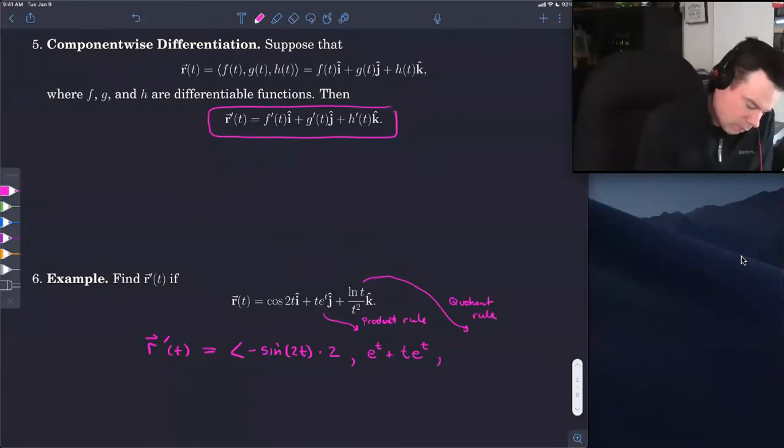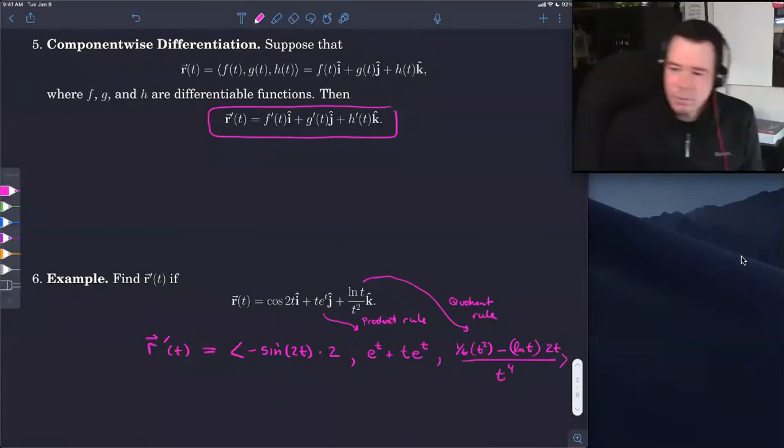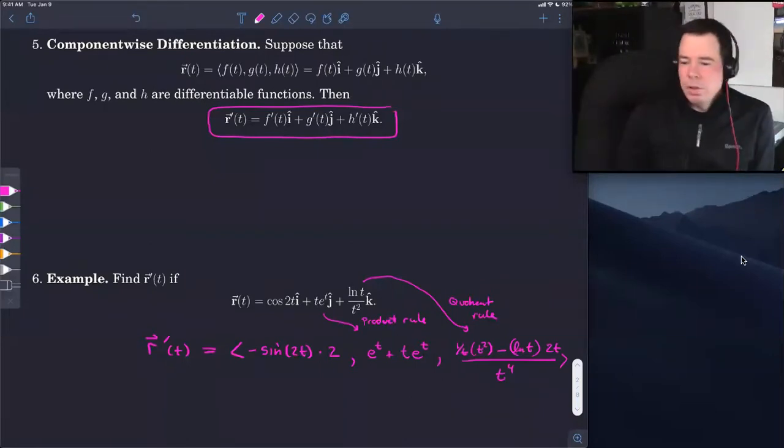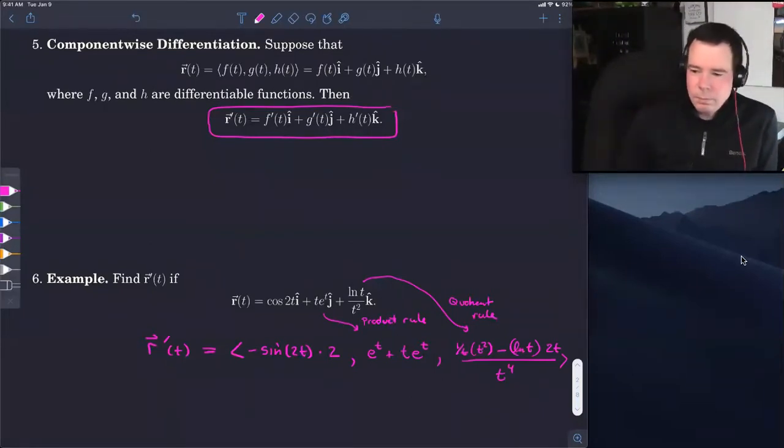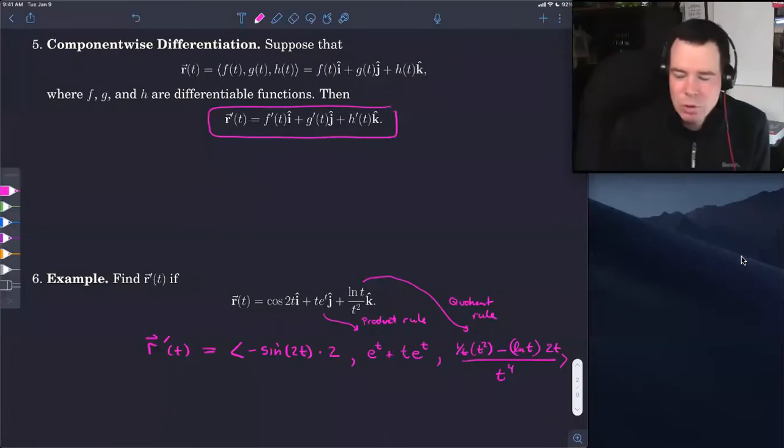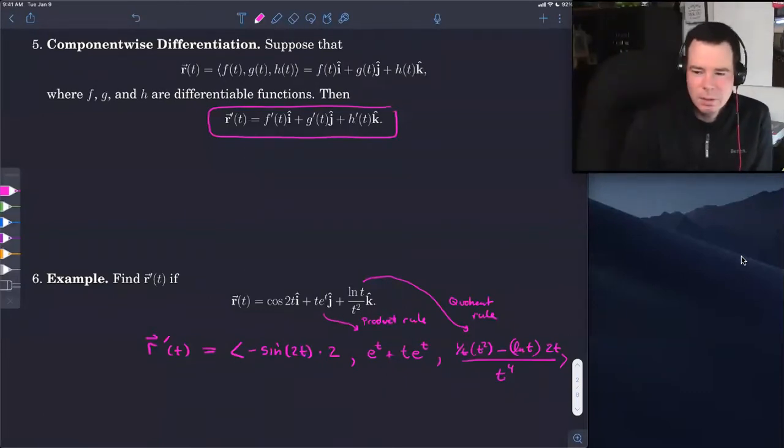So it's the derivative of the top, 1 over t, times the bottom, minus the top, ln of t, times the derivative of the bottom, 2t, all over the bottom squared, t to the 4th. And so there's our derivative. So the derivative of a vector valued function is the derivative of its individual components. And what this derivative is capturing at any given point r of t on the curve, this is the tangent vector at that point.